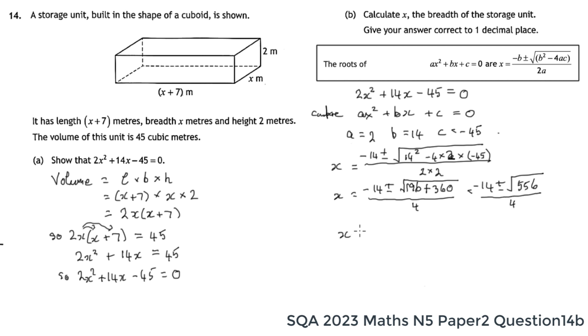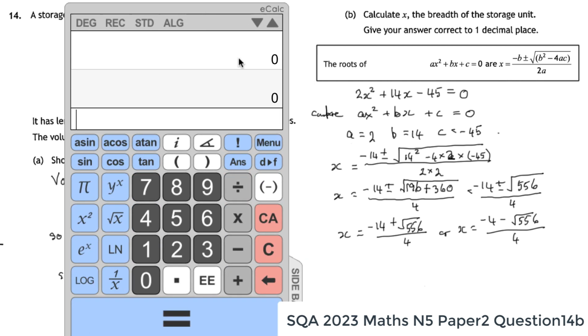So 2 values. We'll get x by taking negative 14 and adding the square root of 556 and dividing all of that by 4, or x will equal negative 14 minus the square root of 556 divided by 4. So there's the 2 alternatives. So we'll need a calculator to do all this. Here we go. So let's work out this first one. So negative 14, and we're going to add the square root of 556.